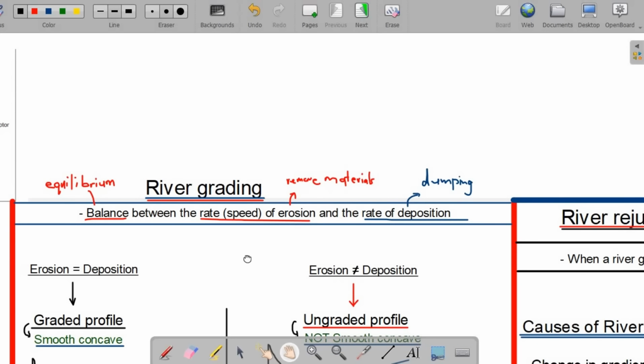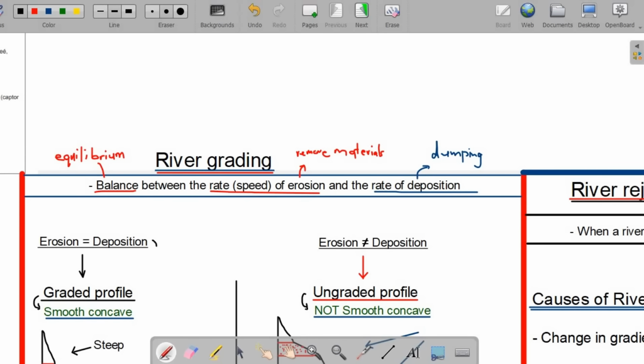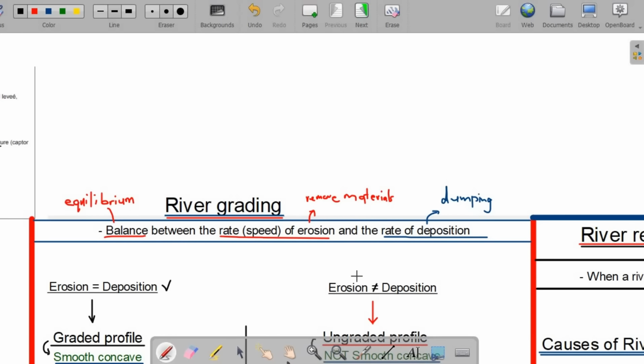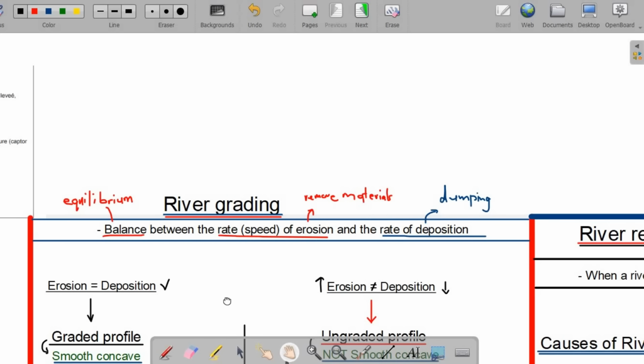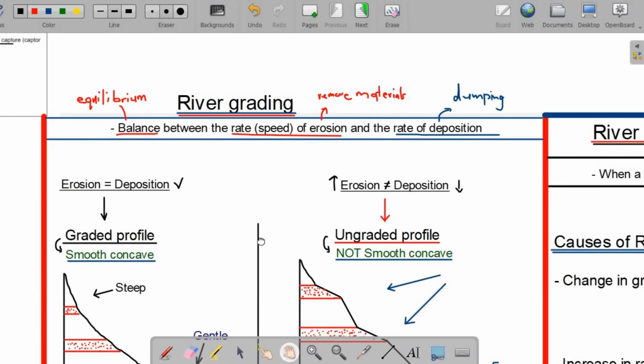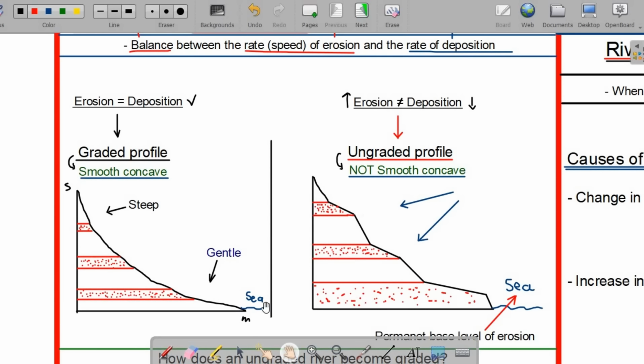Now we note that sometimes erosion is indeed equal to deposition. So how much we remove in the upper course is exactly how much we deposit in the lower course. But that's not always the case, because you might have more erosion occurring and lower deposition, which means that there's no balance. This balance has an effect on the longitudinal profile of the river. Remember the longitudinal profile is the side view of the river from the source to the mouth, different from the transverse profile, which is a view from bank to bank.